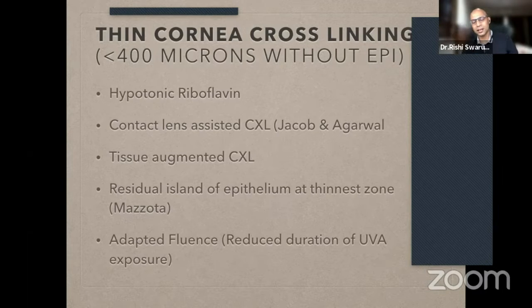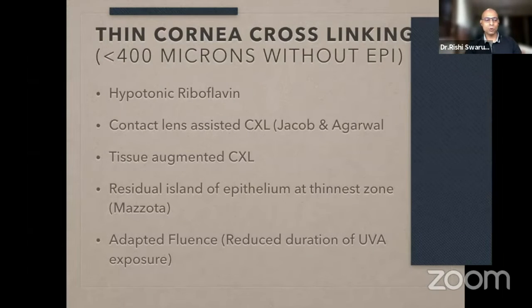The final technique, which I think is here to stay, is that of adapted fluence. And we have to thank Professor Hafezi from Switzerland for telling us about this. Essentially, in this, we are reducing the overall fluence that we are giving. So instead of 5.4, you are giving a smaller amount, maybe 4 or 3.5, depending on the thickness of the cornea. So basically, you are not changing the UVA power, which may be 3 milliwatt per centimeter square, or say 9, whatever. But you are reducing the duration depending on the thickness.